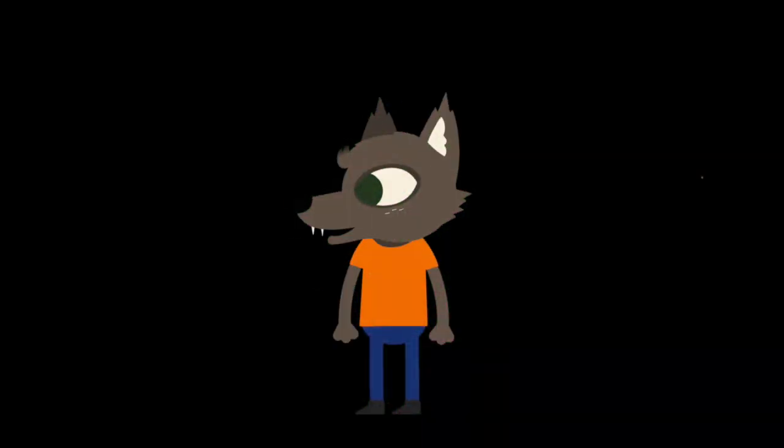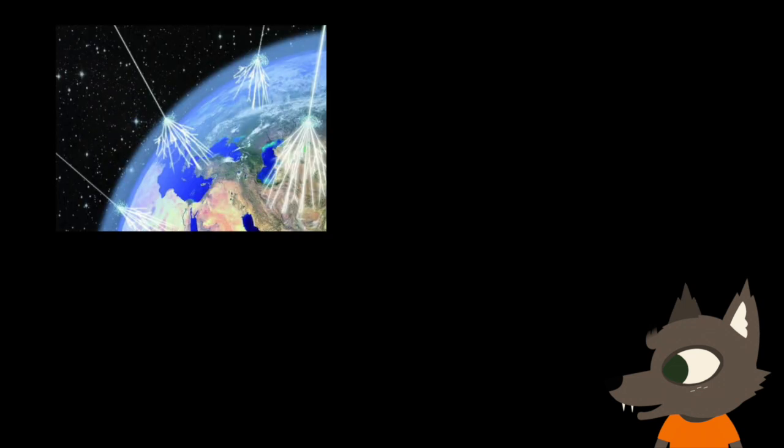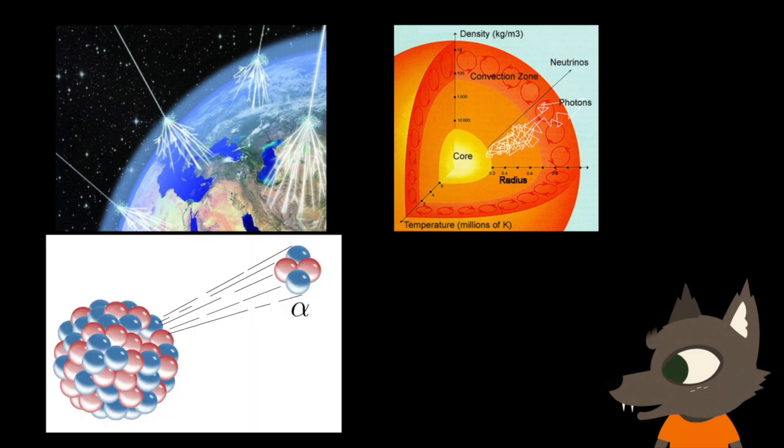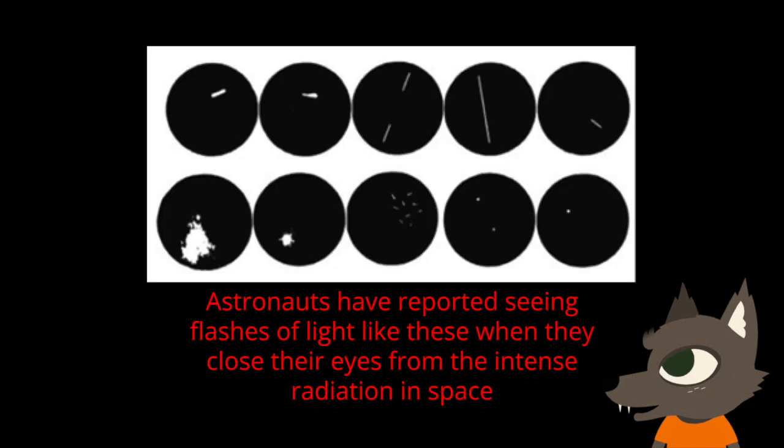Hello everyone, Lucky here. We are constantly bathed in a shower of radiation, such as cosmic rays from distant supernovae, neutrinos from the thermonuclear fusion in the core of the sun, and particles ejected from naturally occurring radioactive materials. However, this radiation is invisible to us, with a few exceptions at very high intensities.